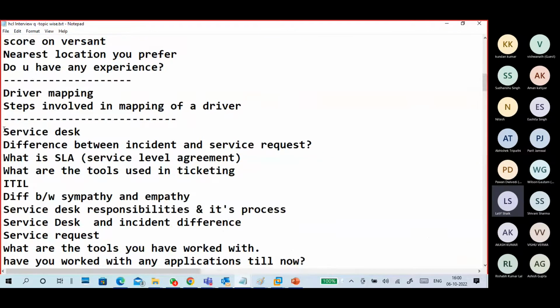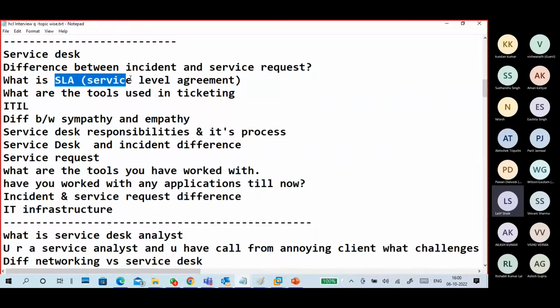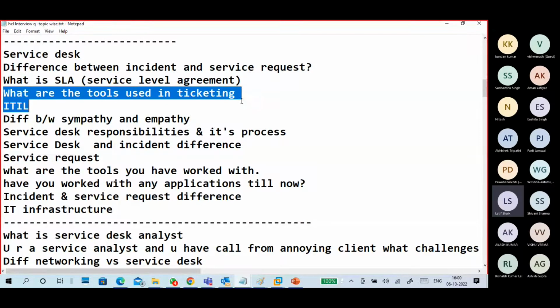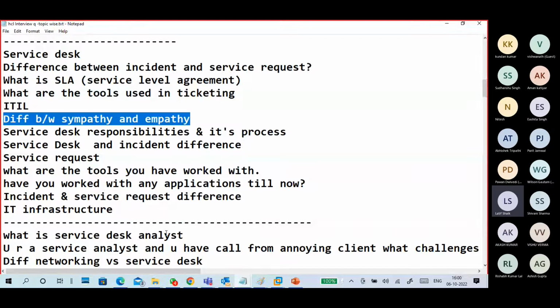Okay, this is about your service desk. What is a service desk? Difference between incident and service request. What is SLA, OLA, UC: service level agreement, OLA, operation level agreement, UC, underpinning contract. What are the tools used in ticketing? What is ITIL? What is empathy and sympathy?